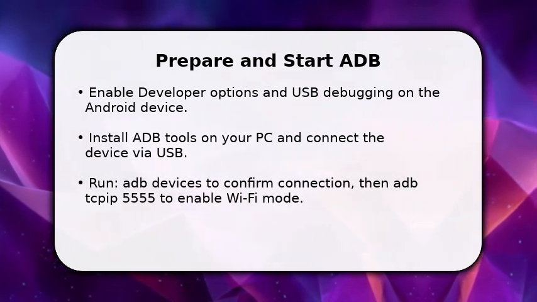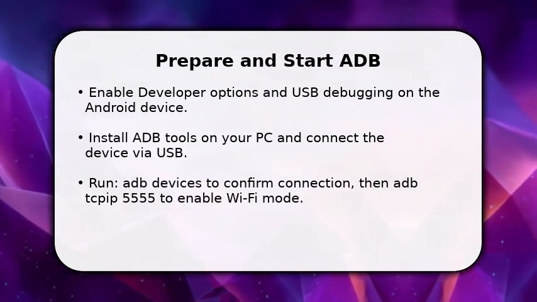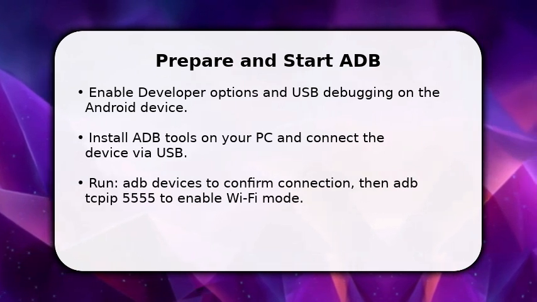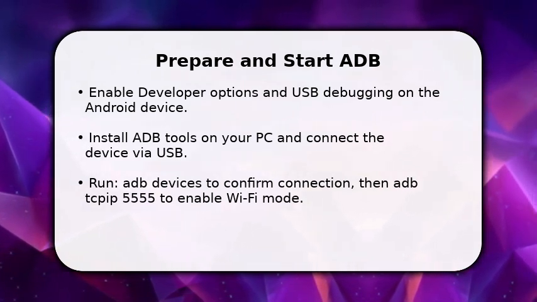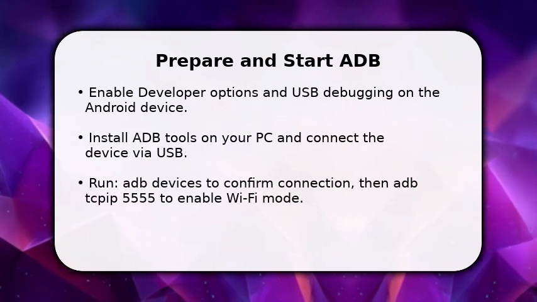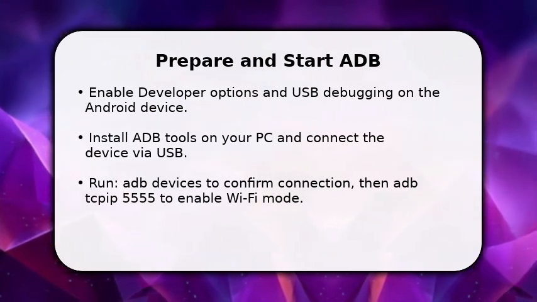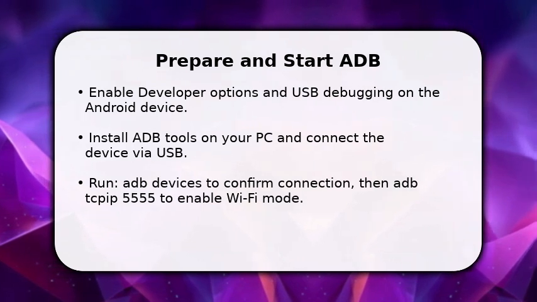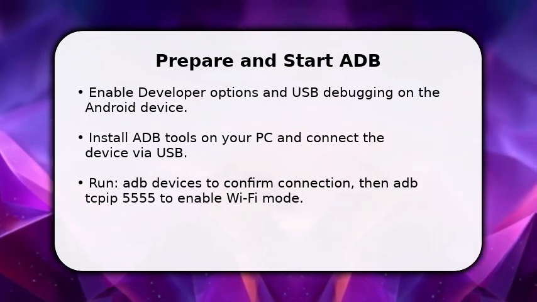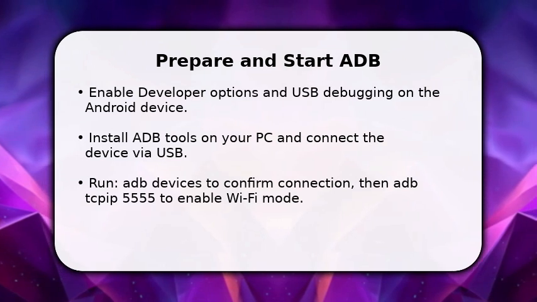Once done and you see your device, run adb tcpip 5555 to tell Android to listen for network connections on port 5555. This is the key step that transitions control from USB to Wi-Fi.